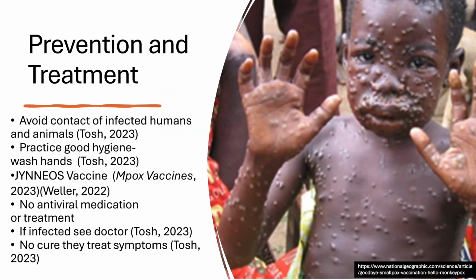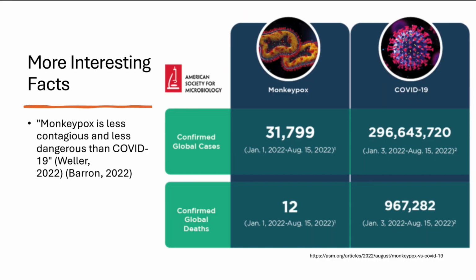Avoid contact with infected humans and animals. Practice good hygiene like washing hands. The Jynneos vaccine, which is used to prevent smallpox, has been shown to decrease the number of Mpox cases, and it is 85% effective. There's no antiviral medication or treatment. If you're infected, see a doctor. There's no cure, but they will treat your symptoms. Monkeypox is less contagious and less dangerous than COVID-19.